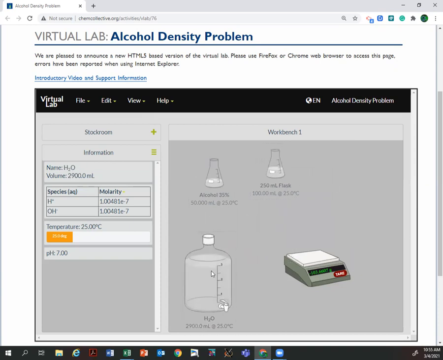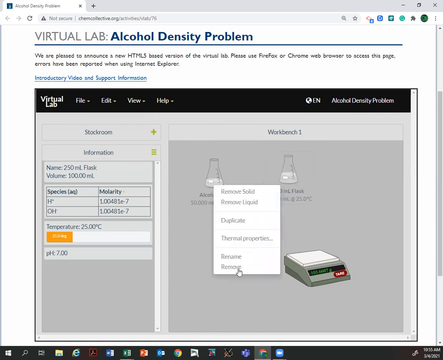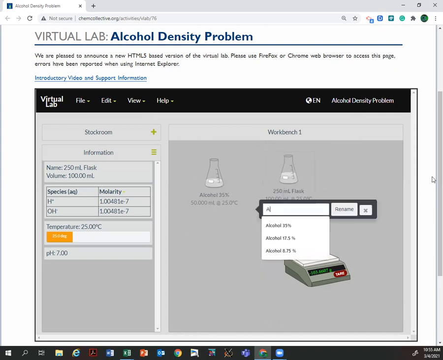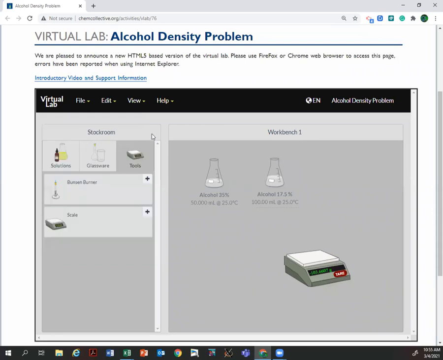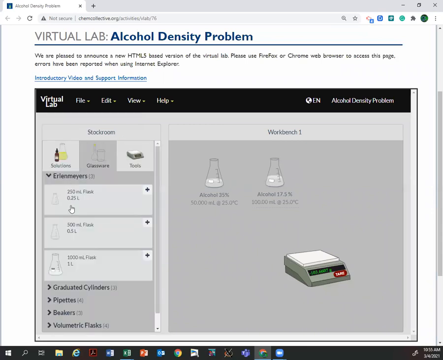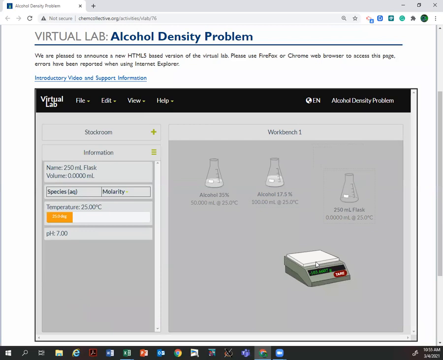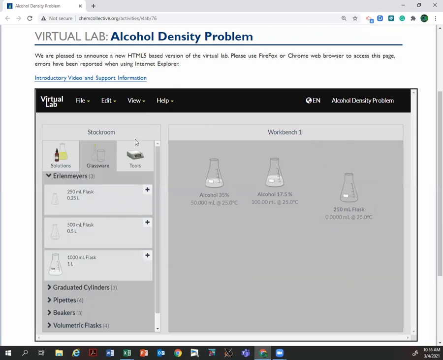And now I have a new solution. The new concentration will be half of 35, which is 17.5. I just need this program to work for me. Okay, good. So rename, alcohol at 17.5. That's my new solution. And again, I'm going to find the density. We have a third point. Let's reload the scale.